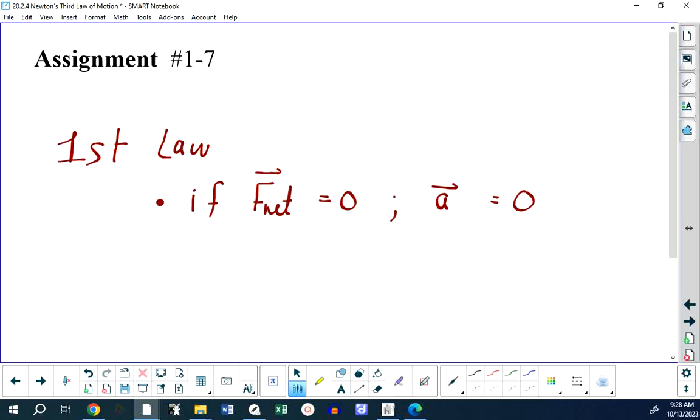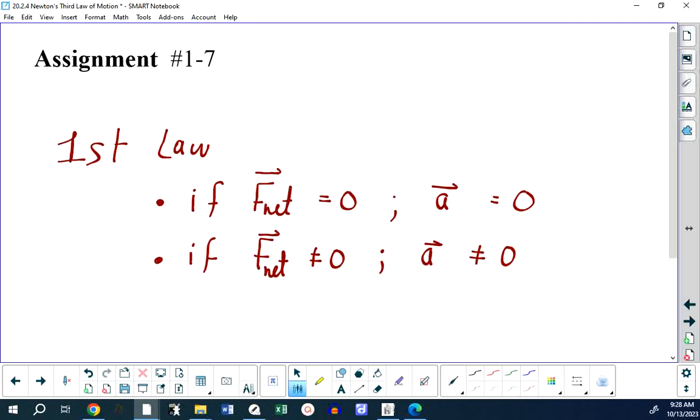And again, the other side of the coin with Newton's first law is if the net force is not zero, and all that means is there's some imbalance to the forces acting on the object. Maybe there's more force left than right. If the net force is not zero, which means the forces are not balanced, then the acceleration will not be zero, which means that the velocity will change.